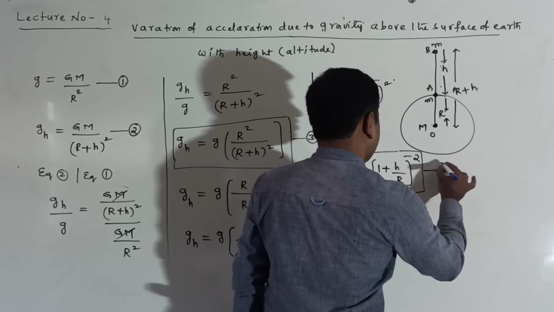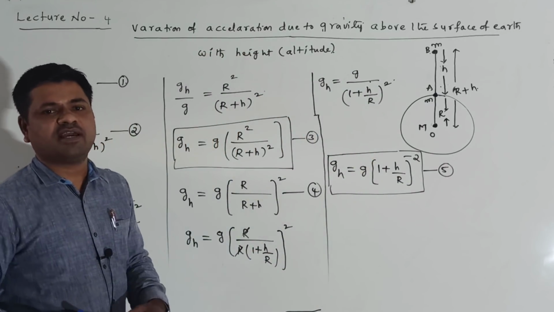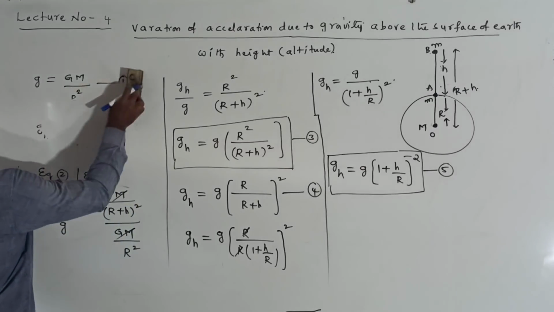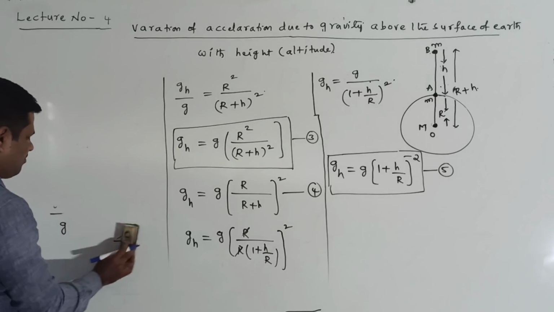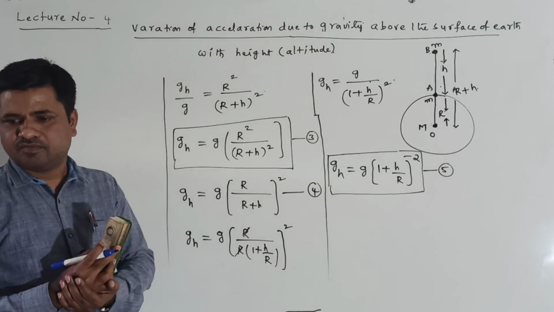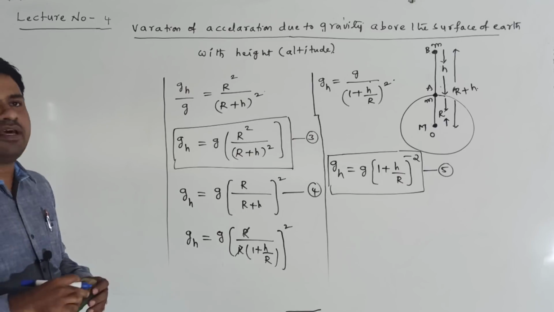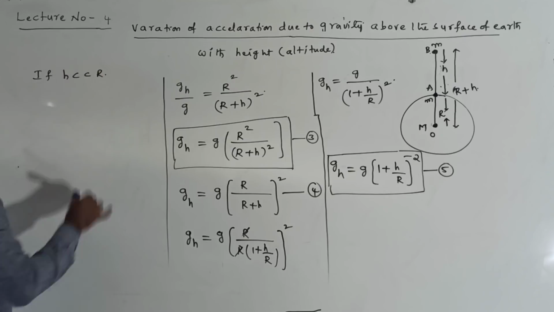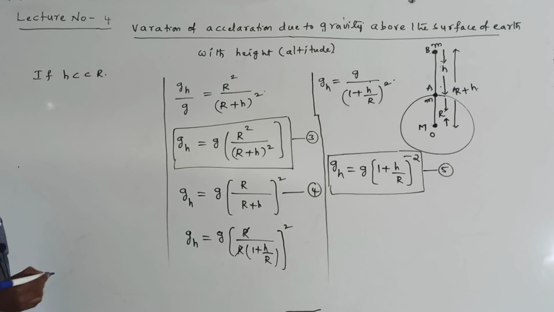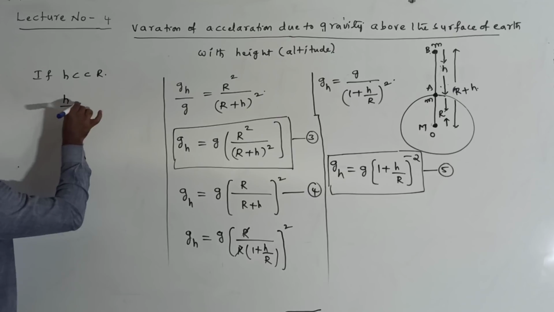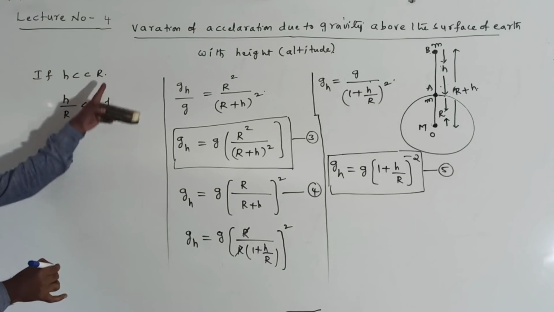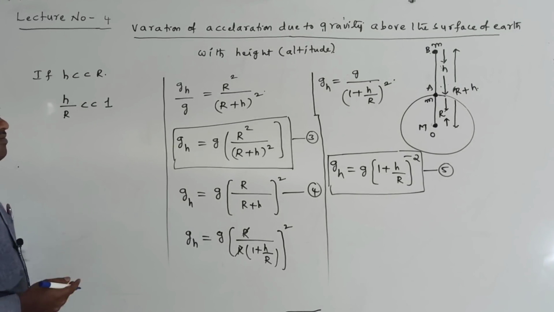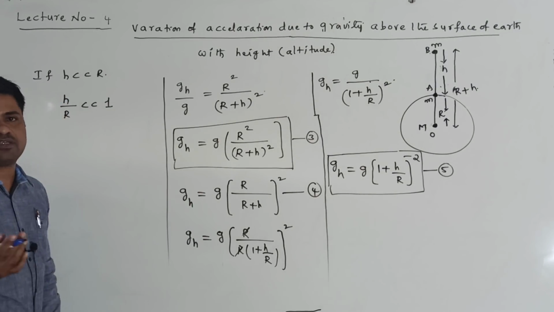These formulas we can use for any height of the body. When the height is very small compared to the radius of the earth, if h is less than R, then h by R is also less than 1. Now in this case, what does the value of (1 plus h by R) whole power of minus 2 change to?